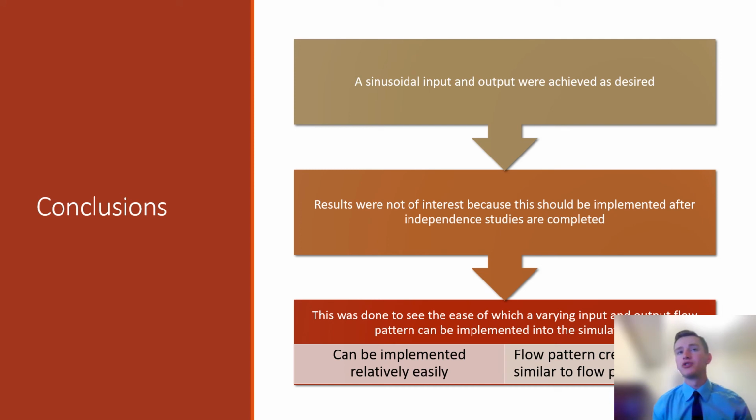So what we learned from this trial was that a sinusoidal input and output could be achieved within the simulation. However, the actual results of the simulation were not really of interest because this is just a variation of the very first model, meaning that none of the previous iterations and tests of model parameters were incorporated into this, so the results aren't going to be all that accurate. However, this was done to see the ease with which a varying input and output flow could be implemented, and we found that it could be implemented very easily, and a particular flow pattern could be created based off what is desired.